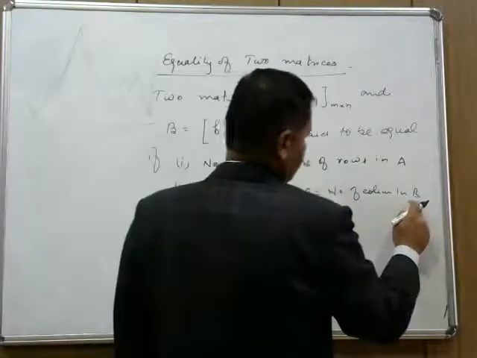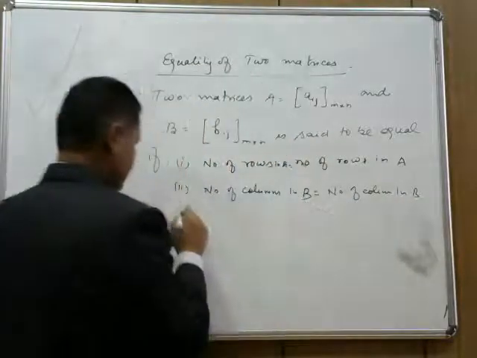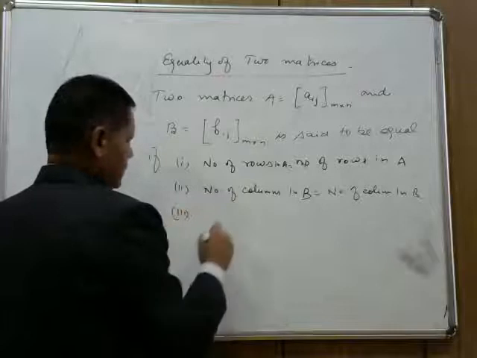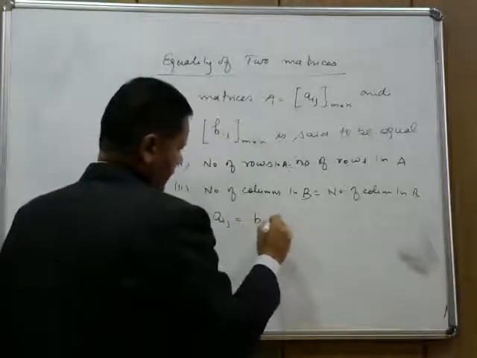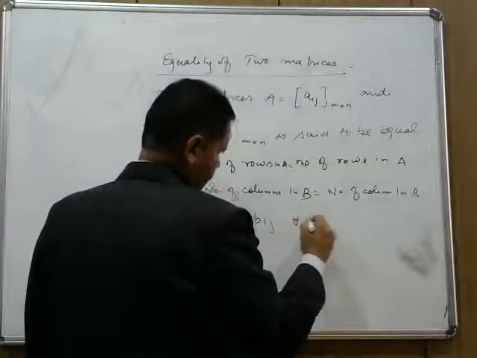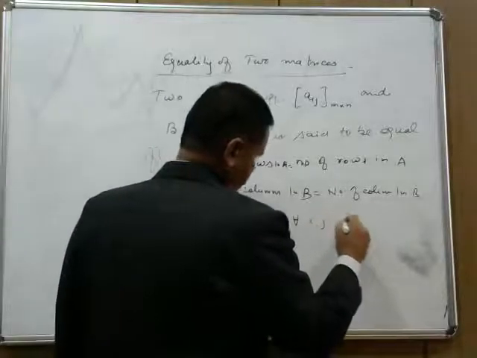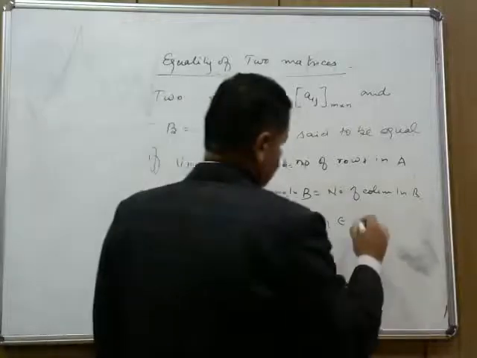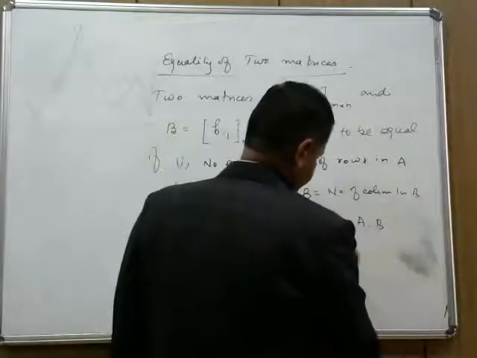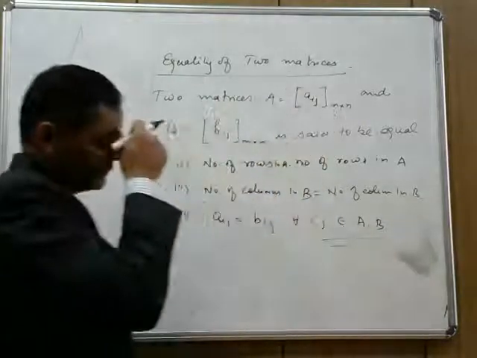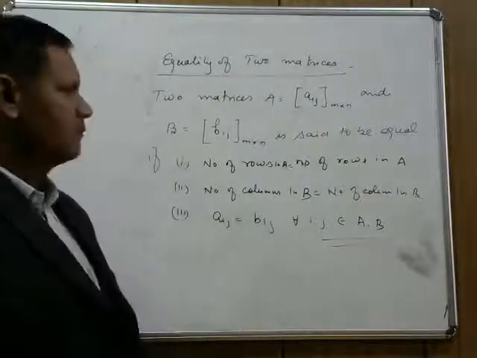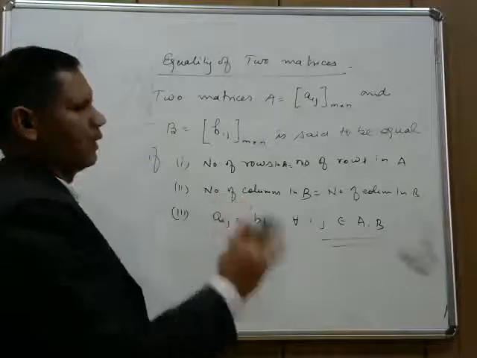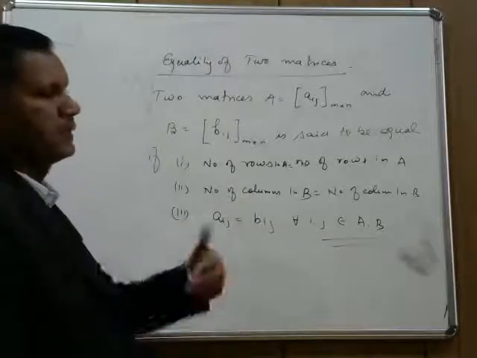And third, Aij equal to Bij for every i, j belonging to A and B. That means each and every element should be equal. Then only we say that two matrices are equal.